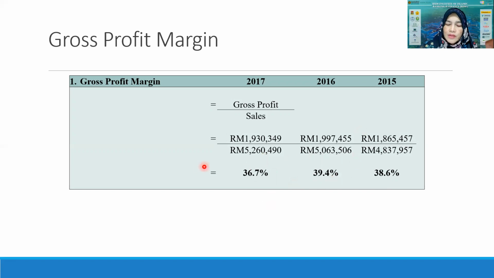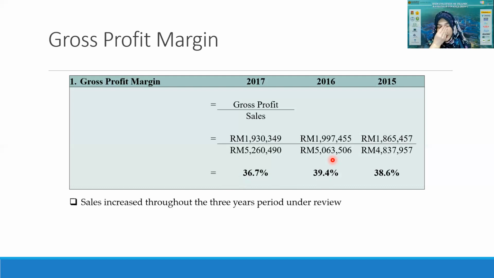Okay, so this is actually showing something quite cyclical, but it's not that drastic a change in terms of the percentage. For example, this one is 38.6, this one is 39.4, and then this one is 36.7. It is a bit volatile, but not that volatile. It's a bit stable. So what we can see here is sales increased throughout the 3-year period under review. If you look at the sales figure below, from 4.8 to 5.0 to 5.2, it has been increasing.